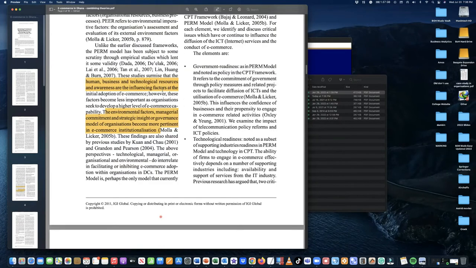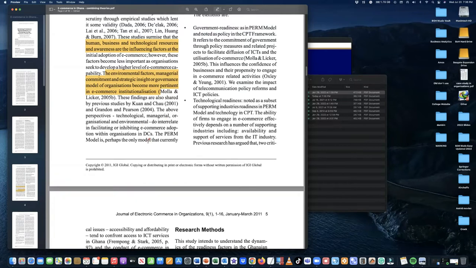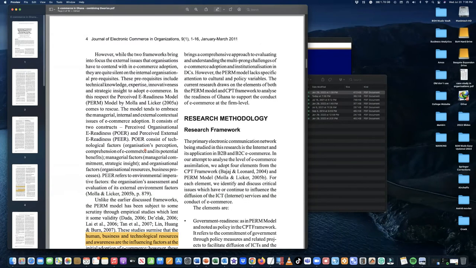The findings are also shared by previous studies by Khan and Chow and Grandin and Pearson. The above perspectives, technological, managerial, organizational, and environmental, do interrelate. I think there's a complex interaction. The PEM model is perhaps the only model at that time that brings a comprehensive approach to evaluating and understanding the multi-pronged challenges of e-commerce adoption and institutionalization issues. However, the PEM model lacks very specific attention to culture and policy variables. So you see the weaknesses that somebody has given. So I need to add the CPT.